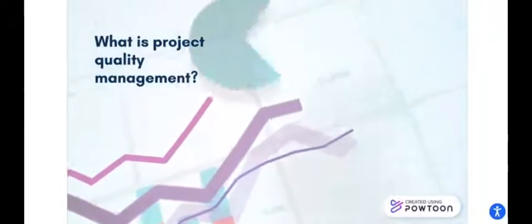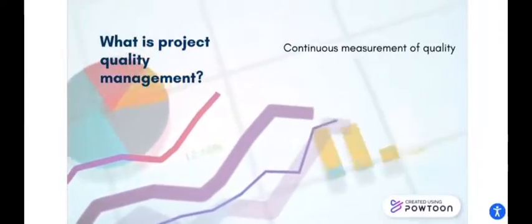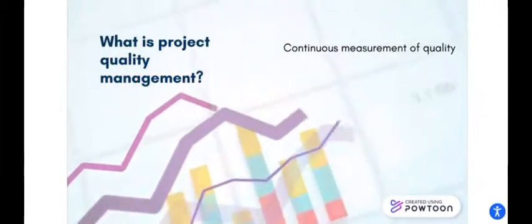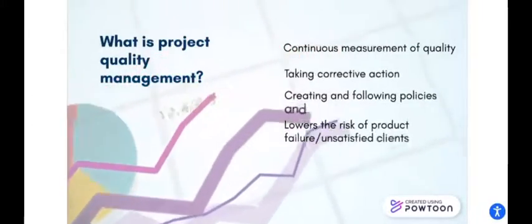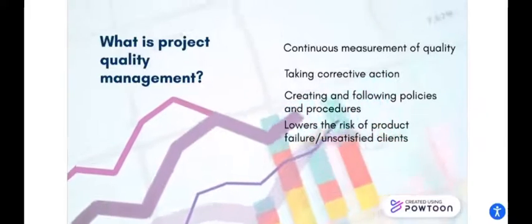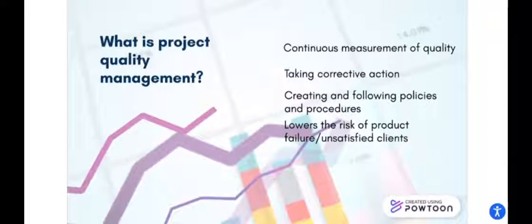What is project quality management? This is a process of continuously measuring the quality of all tasks and taking corrective action until the desired quality is attained. It is the extent to which a project fulfills its requirements. It includes creating and following policies and procedures to ensure that a project meets the specified needs it was proposed to meet from the customer's perspective.